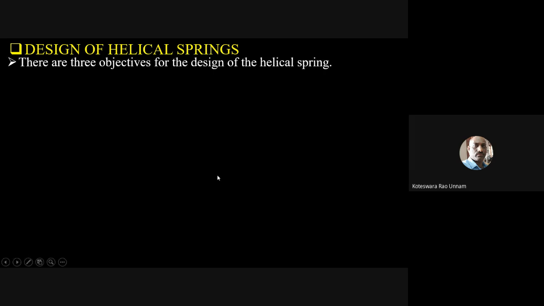After that, we have seen the deflection equations also. That is, what is the axial deflection of the spring? We derived an expression for the deflection of the spring also. Okay, now moving on to the design of helical spring.